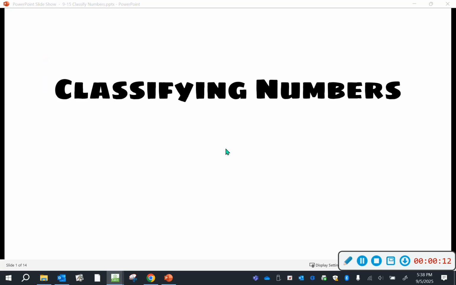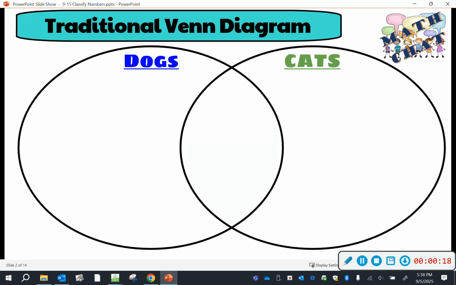All right, we're going to be classifying numbers today, and we're going to start with a Venn diagram that looks like this. You've probably seen these Venn diagrams before. On the left side is everything that dogs basically do, and on the right side is what cats typically do. Now, things can be different, but this is for a typical dog or cat. In the middle is what they both have in common.